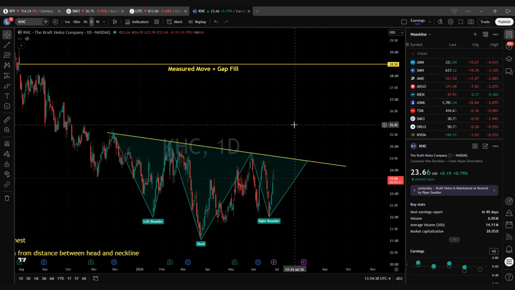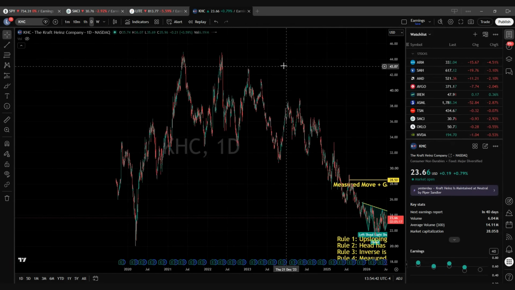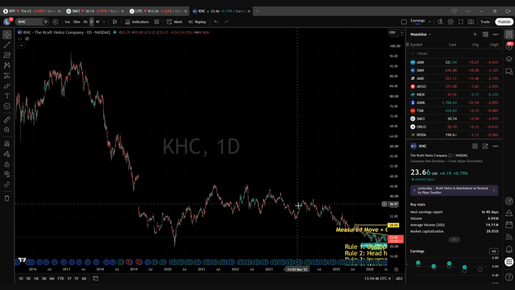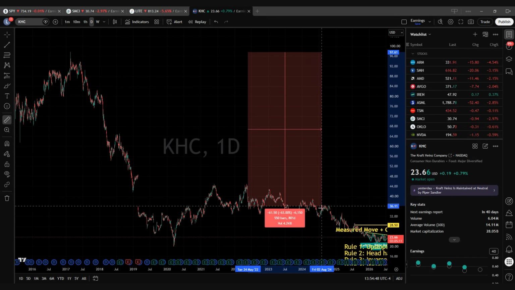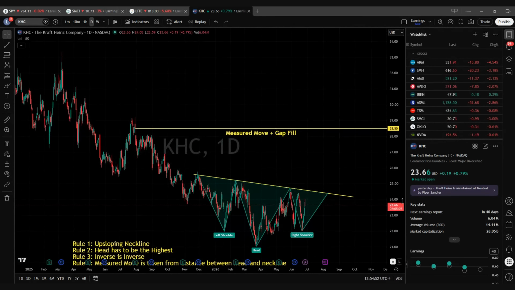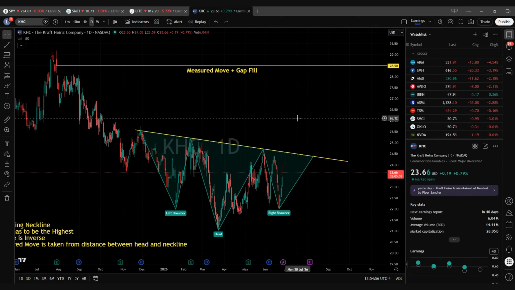And the reason I really love this position in KHC in particular is because it is such a beaten up name. Kraft Heinz, if we're looking historically, look how far down it is. From its highs in 2017, the stock is down over 75%, guys. 75%. That's crazy. But it looks like it could potentially be a breakout candidate.